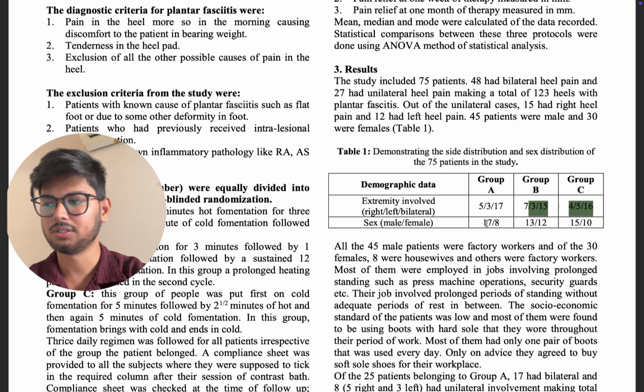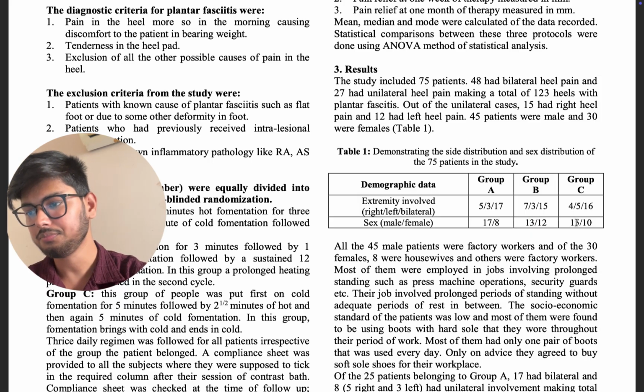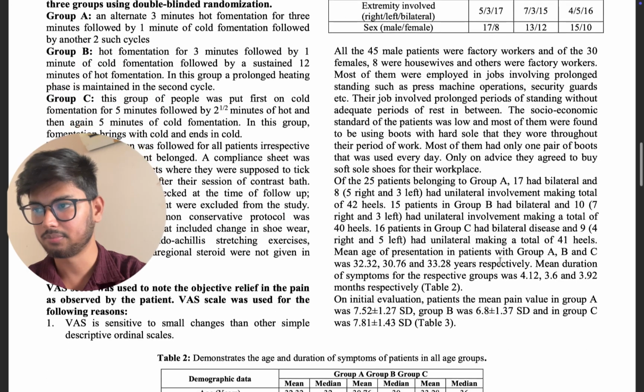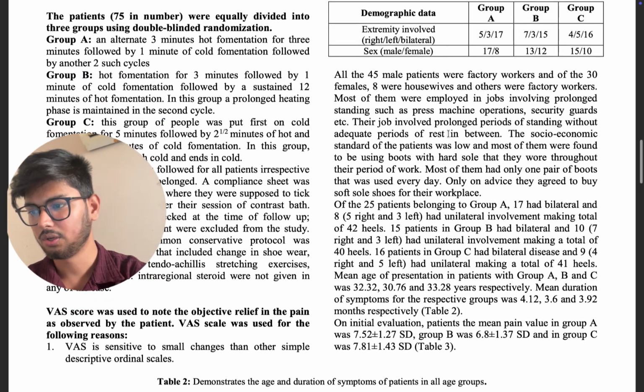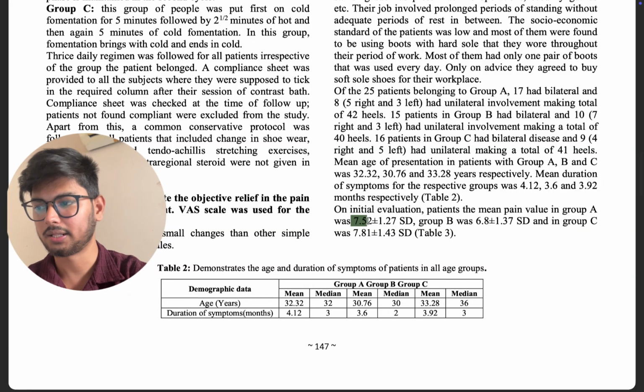Then they have mentioned the sex ratio, the male to female. In group A we had 17 males and 8 females, then 13 males in group B and 12 females, then 15 males and 10 females. Then you will read all of these things; they have explained the exact same thing in the paragraph itself. And then comes the standard deviation and the mean again.